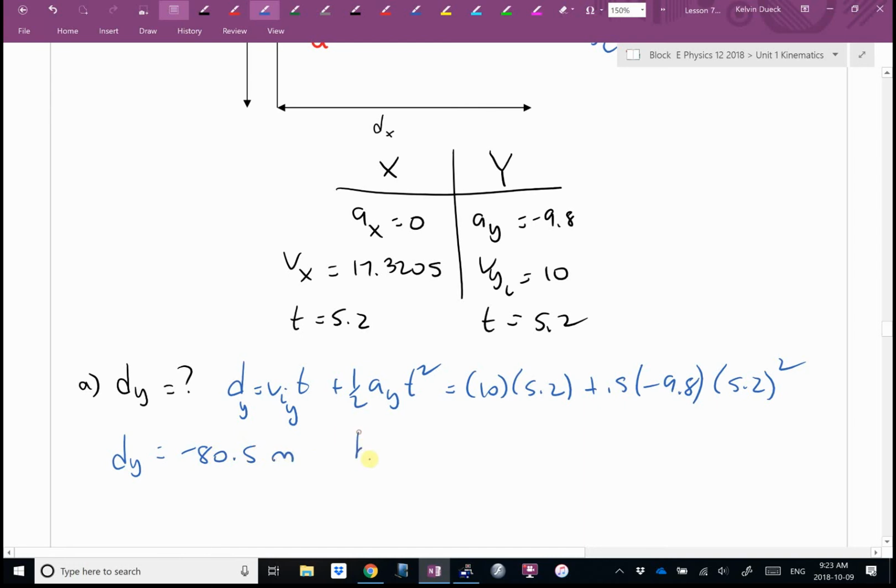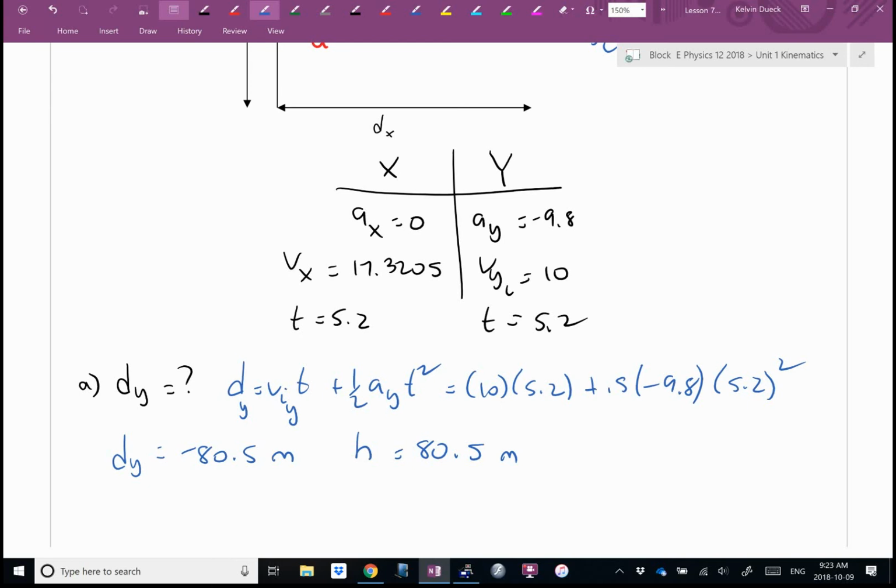Now, technically, a height is a scalar, and so we don't say the cliff is negative 80.5 meters high, but I'll be honest, if you leave the negative there, I won't freak out. Because there is some useful information in that negative. You ended up below where you started.